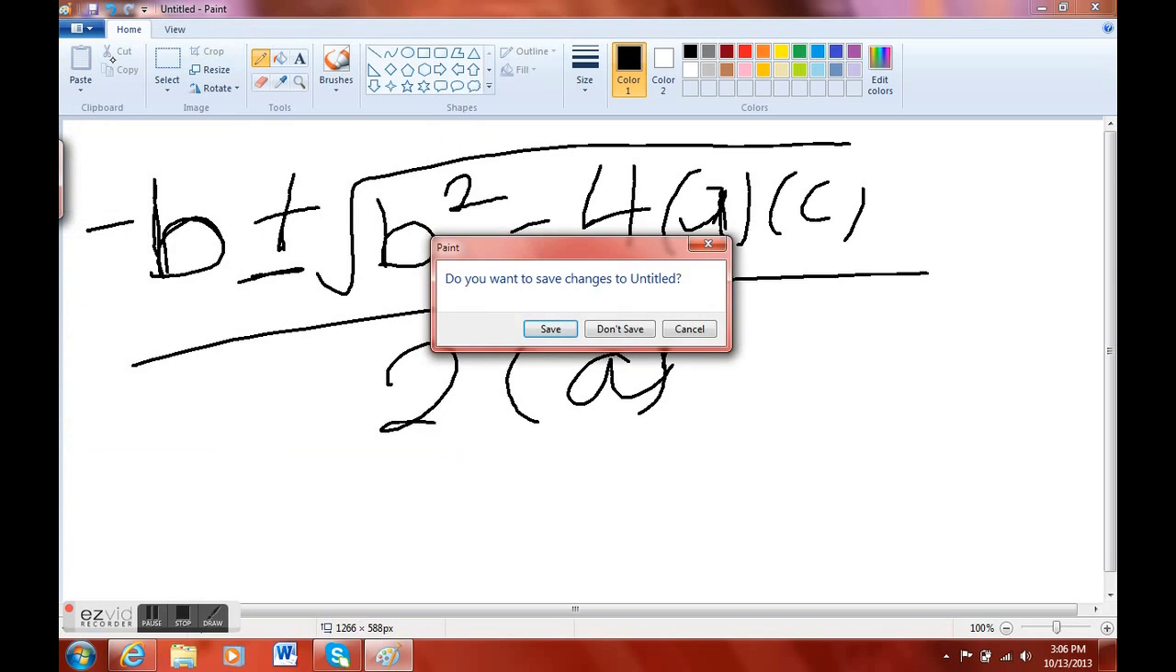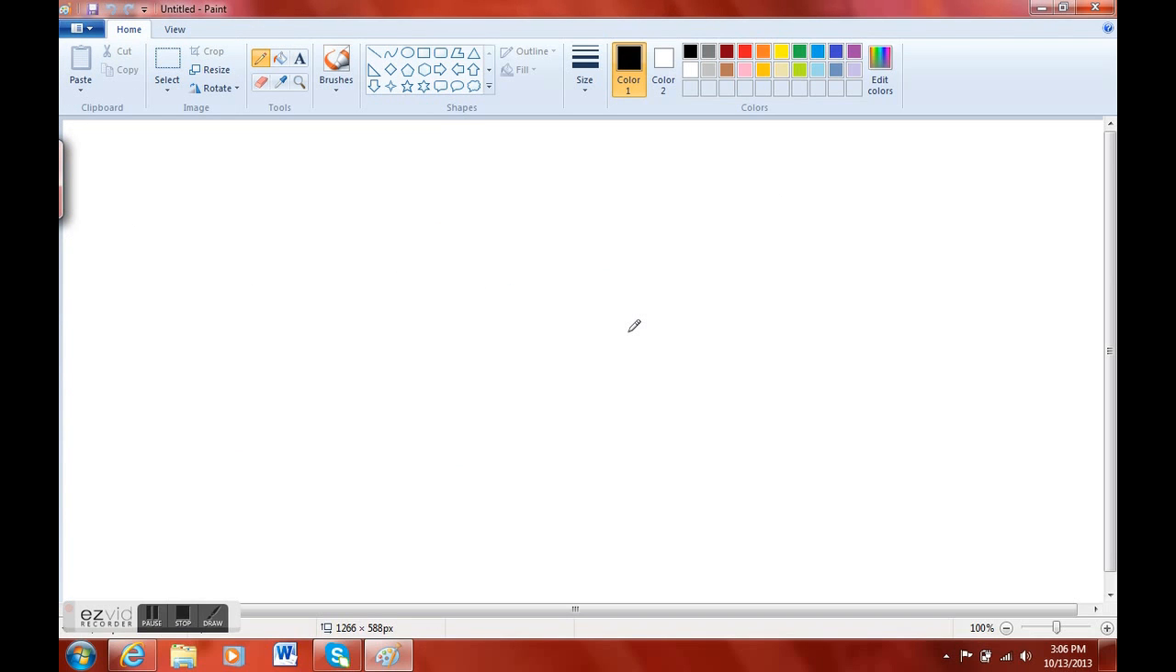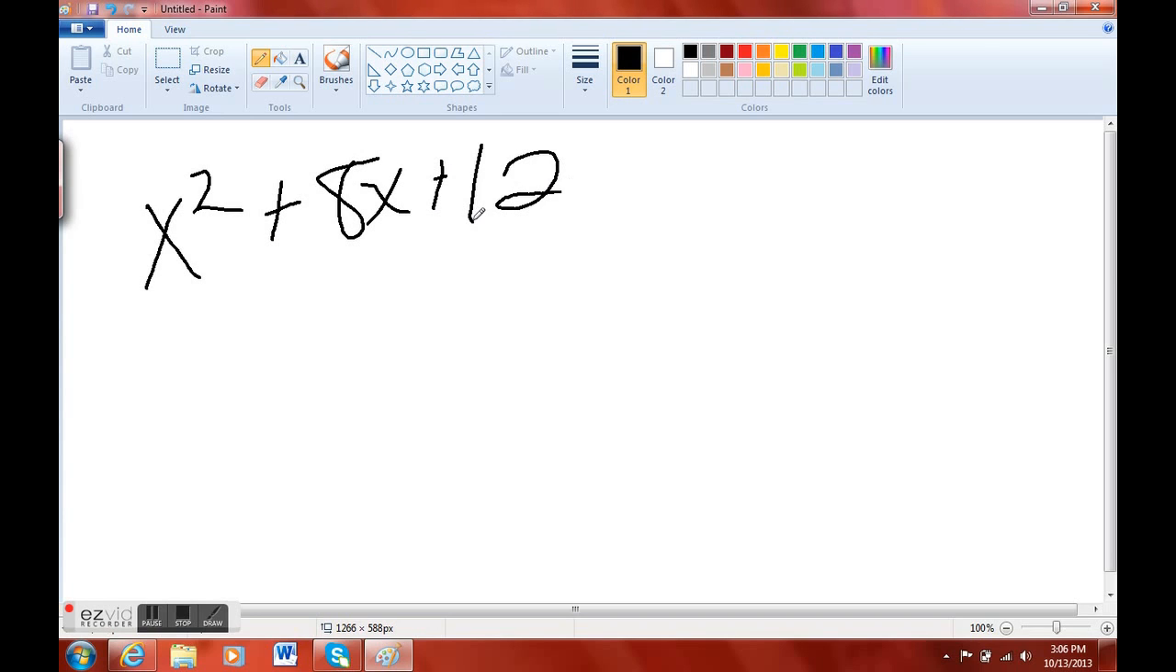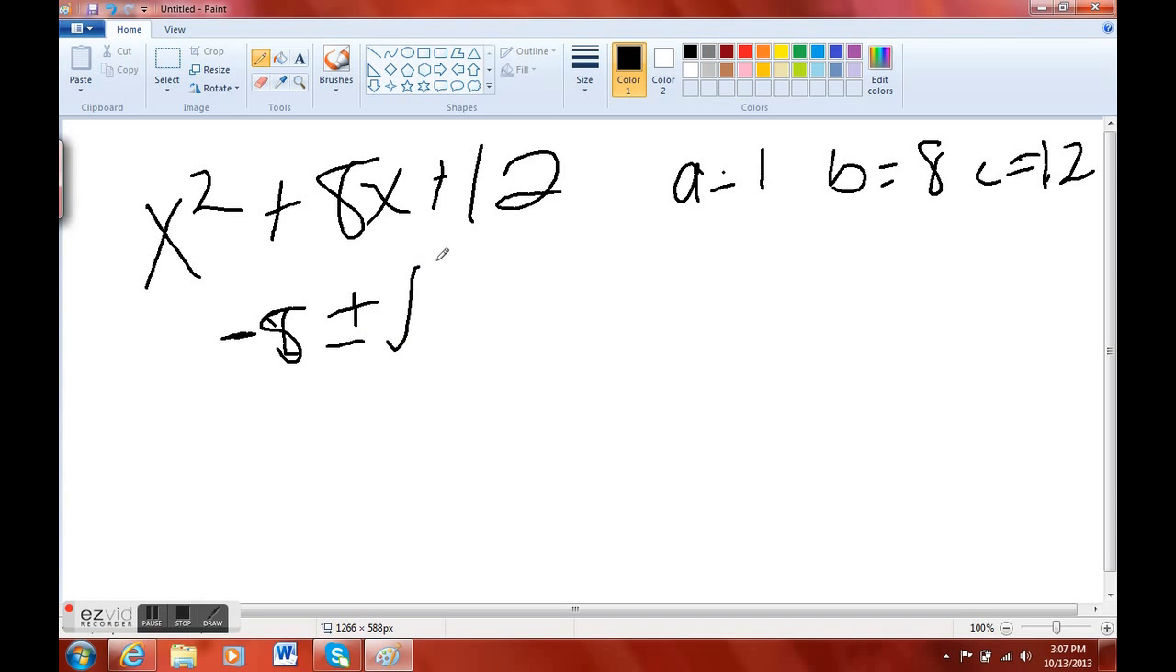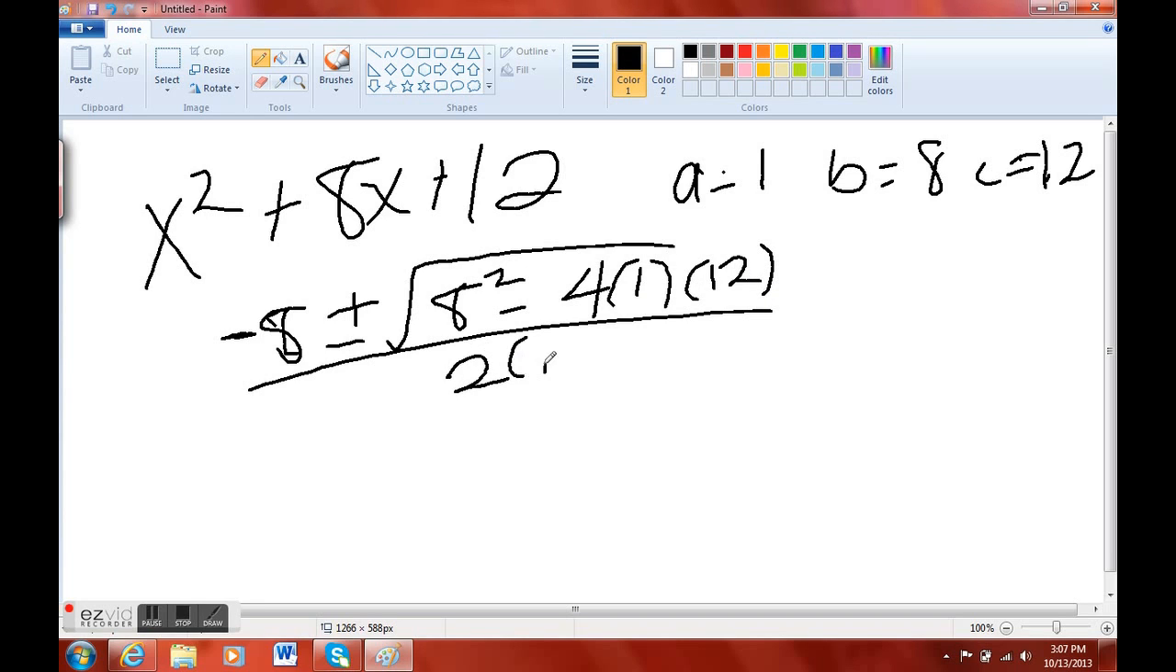So now we're gonna try a problem. x squared plus 8x plus 12 equals 0. The best way to do this is just to figure out what your a, b, and c are. So all you have to do is plug it into the formula. So, negative b, which is 8, plus or minus the square root of b squared minus 4ac, all over 2. Plug it into the formula that I just sang. You're going to have negative 8 plus or minus the square root of 64 minus 48, which is 16.